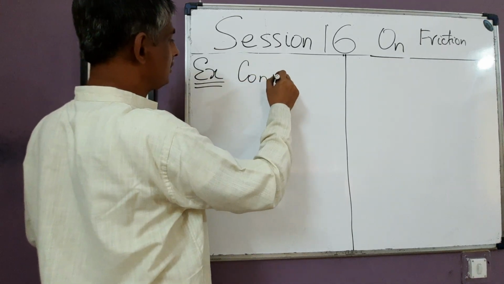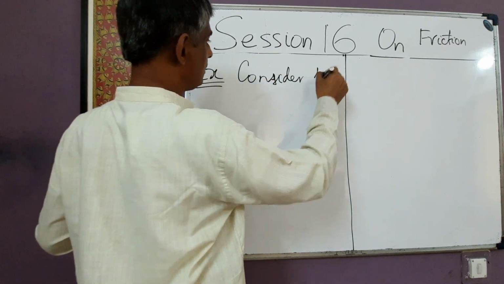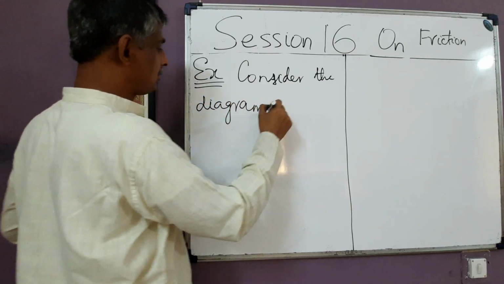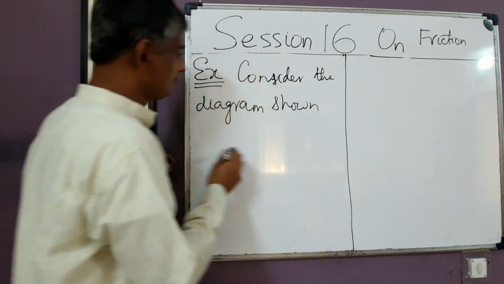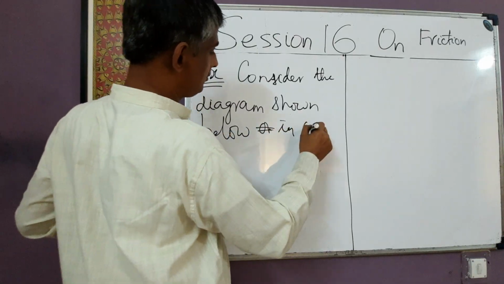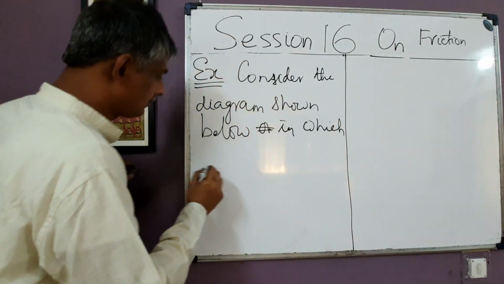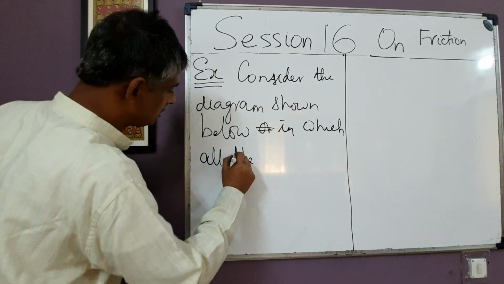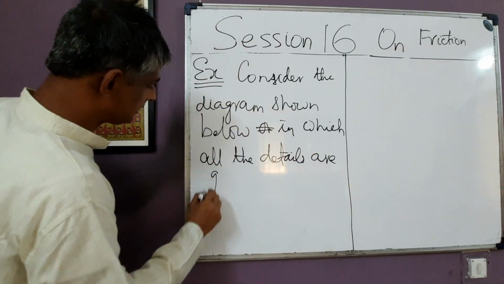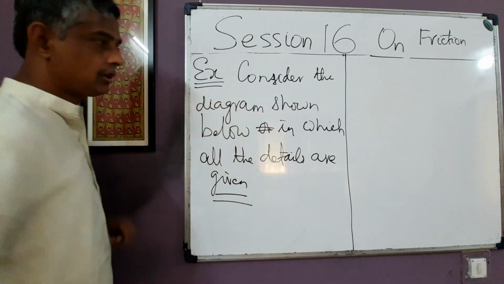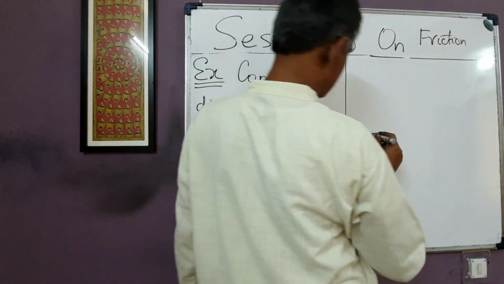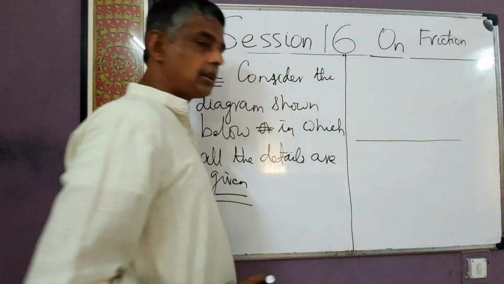Consider the diagram shown below in which all the details are given. Diagram I draw on the second column. The diagram is this. There is a rough horizontal surface.